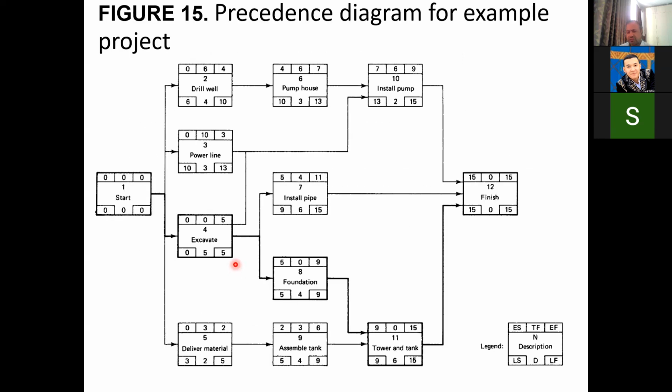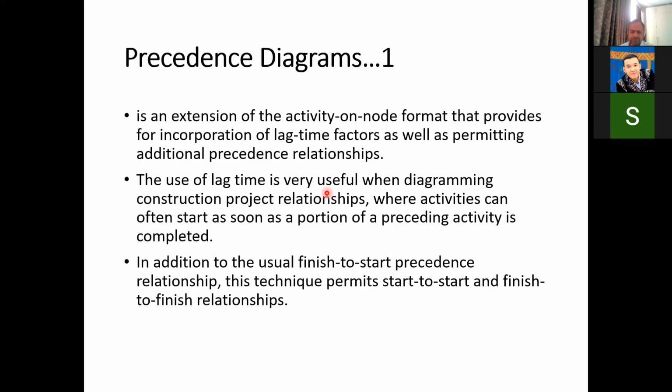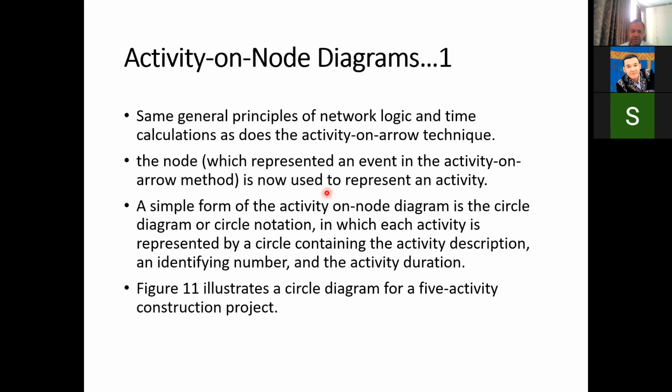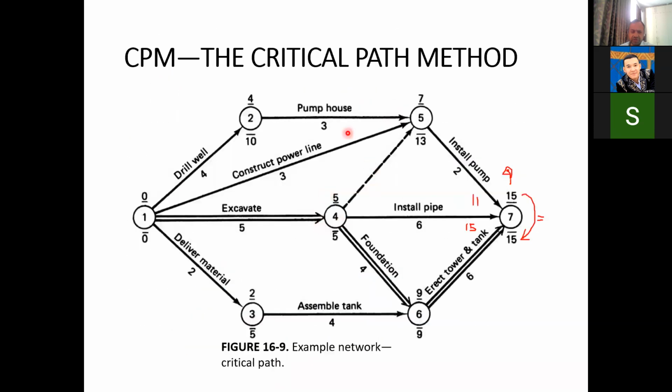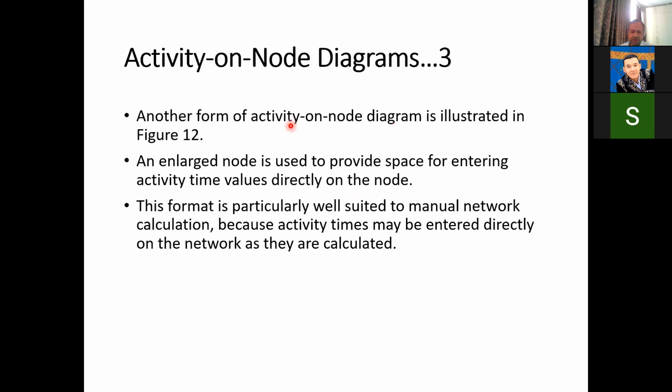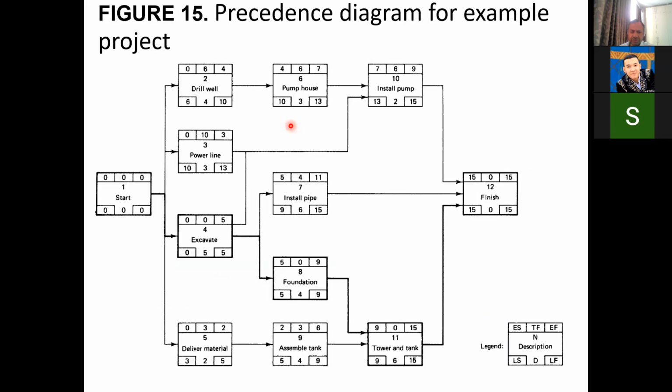Next diagram, if you move to this next diagram, this is the same diagram which we represented before for the activity on arrow method. If you remember, for activity on arrow, we did these calculations. Okay. So if we want to represent this diagram in activity on node, we can represent it like this. So this is an activity on node type of diagram.